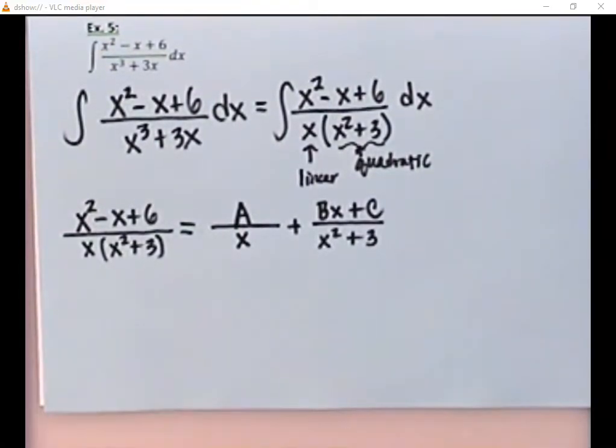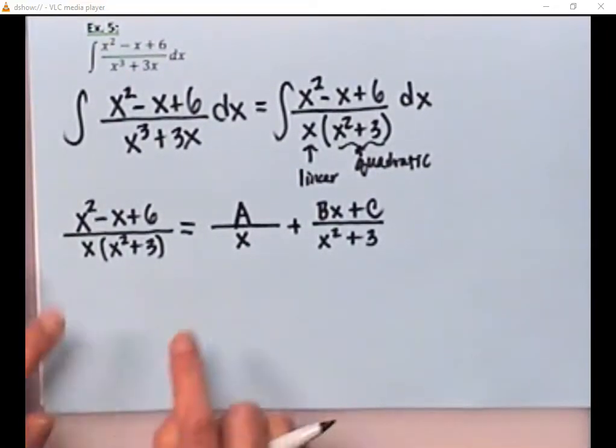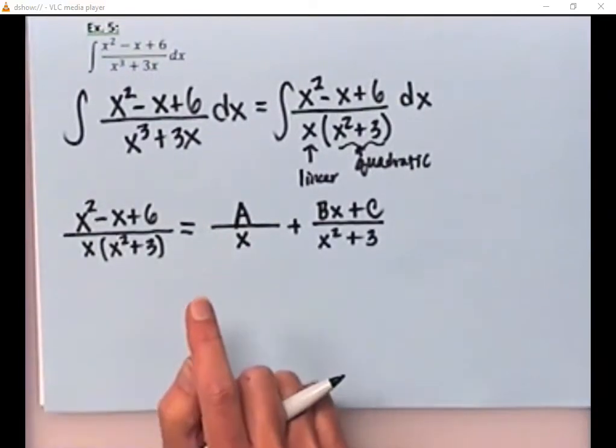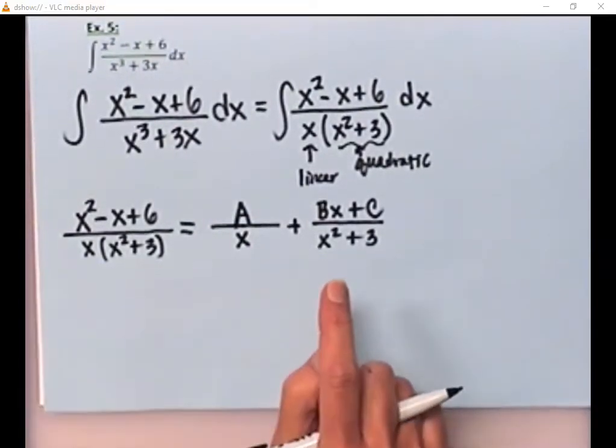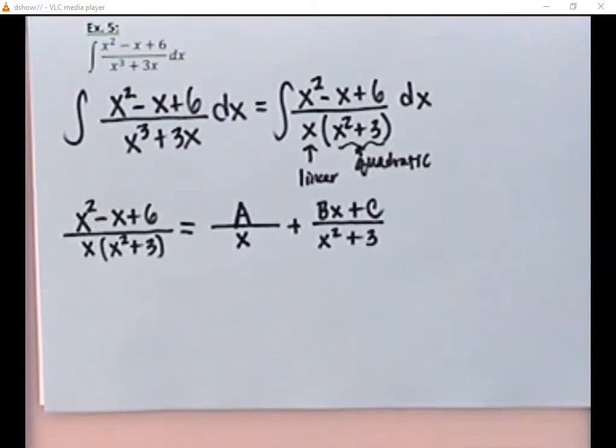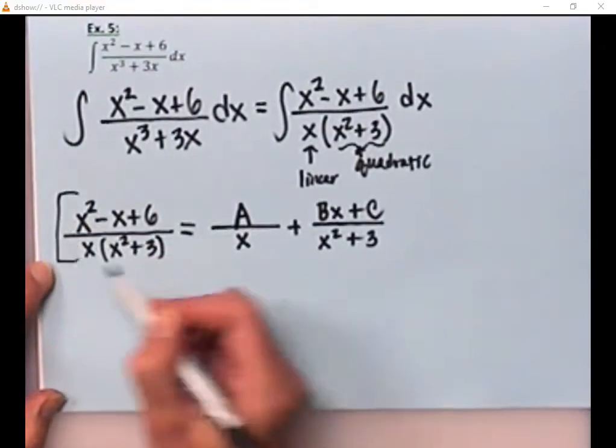That's the main difference. So in 7.4, that's really what you need to remember. If your factors are linear, they get a constant on top. When they're quadratic, they get a constant and an x term. That's the difference. But you still have to solve for both. So let's see if we can solve for these constants.